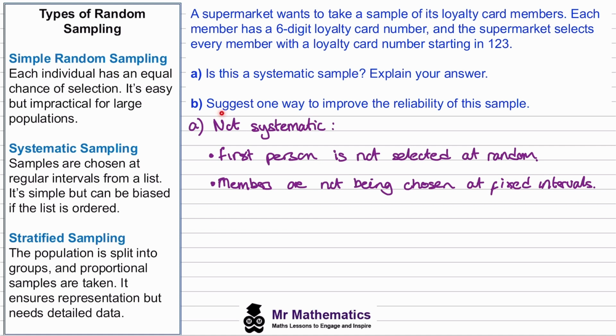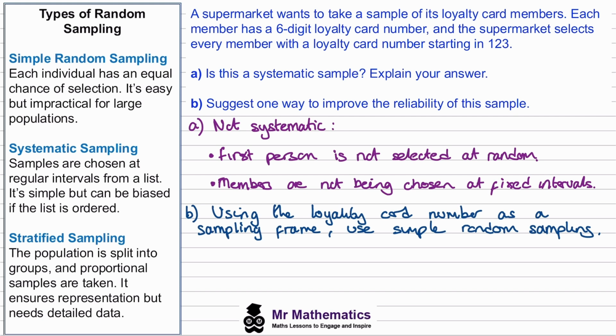For part B, suggest one way to improve the reliability of this sample. Well, you could use the customer's loyalty card number as a sampling frame. Depending on the sample size, you could use simple random sampling. So for instance, you've got all the members in a spreadsheet, and you could program the spreadsheet to choose your sample at random from that list. Okay?